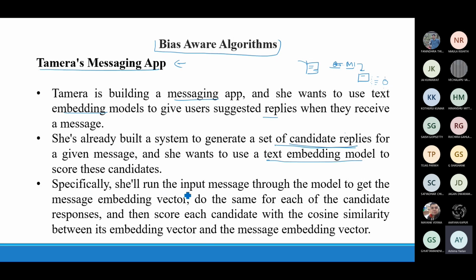So she will run the input message through the model to get the message embedding vector. In this particular case, first we have the message from one user, so we will have one embedding vector for this. This needs to be embedded and given to the model. Then we will have embeddings for the different replies. We will have embeddings for the replies also, right? And then you will be calculating the similarity score between the message and the replies. The reply which has the higher similarity score towards this message will be the final reply.